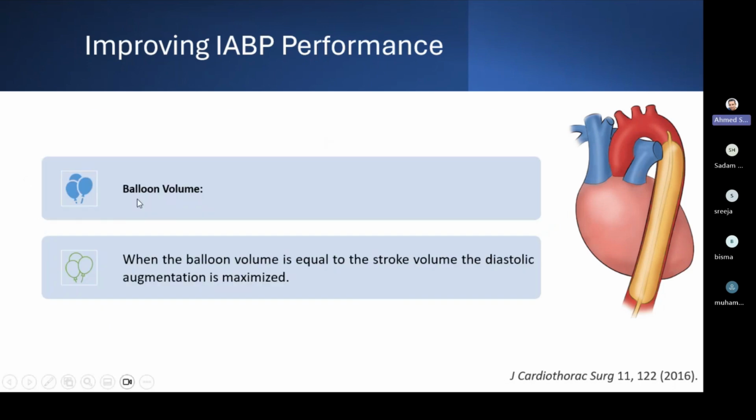So the first factor is the balloon volume. If the balloon volume is equal to the stroke volume of the patient, let's say the balloon volume is around 40 ml and the stroke volume of the patient is around 40 ml, if both are equal to each other, this will maximize the augmentation of the intra-aortic balloon during the diastole. If the stroke volume of the patient is low, let's say less than 25 ml, this patient is unlikely to benefit from the intra-aortic balloon and the diastolic augmentation will be blunted.